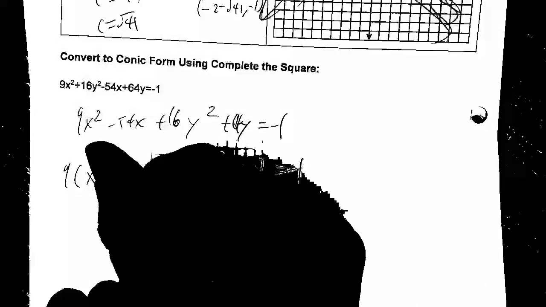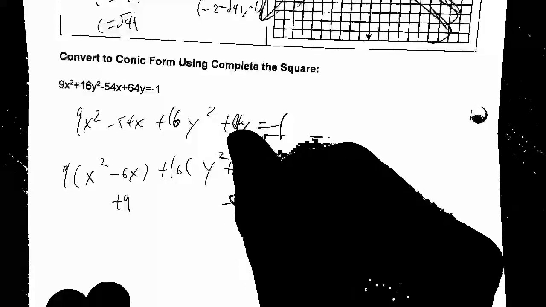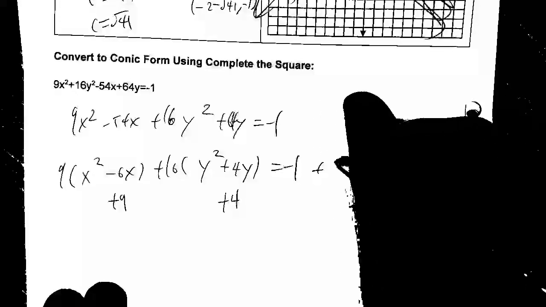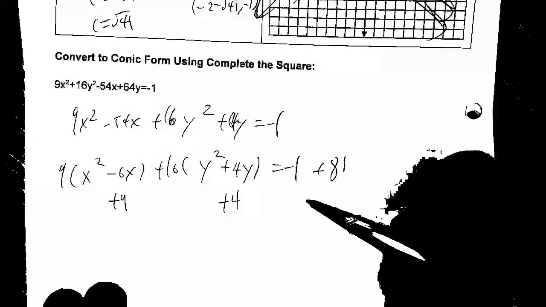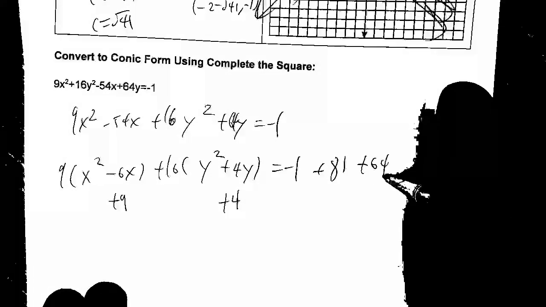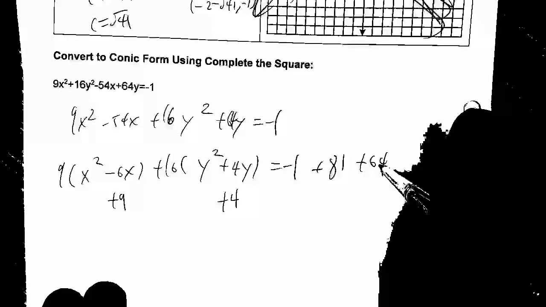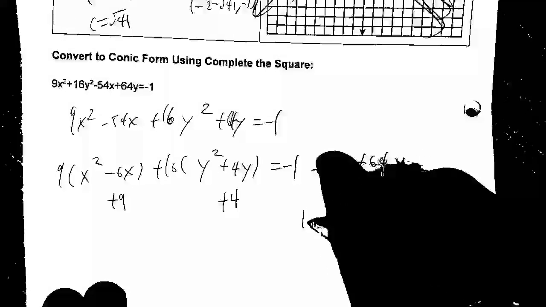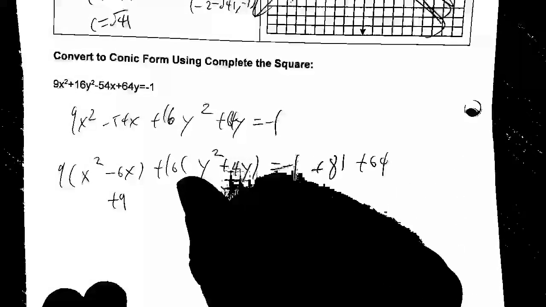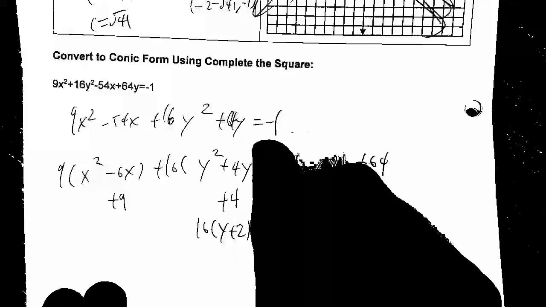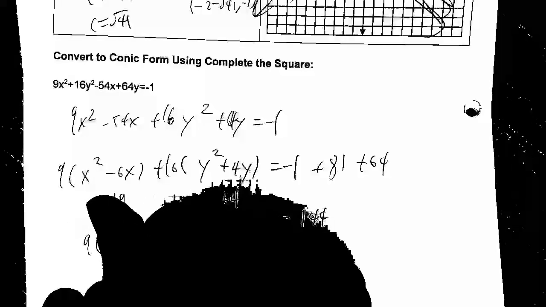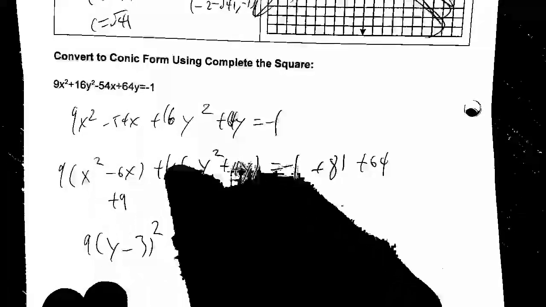So we're going to add a 9 here, and we're going to add a 4 here. And on the right side, we're going to add an 81 because it's 9 times 9 here, and then we're going to add a 64. So we're going to get 144 equals 16 times y plus 2 squared, and 9 times x minus 3 squared.